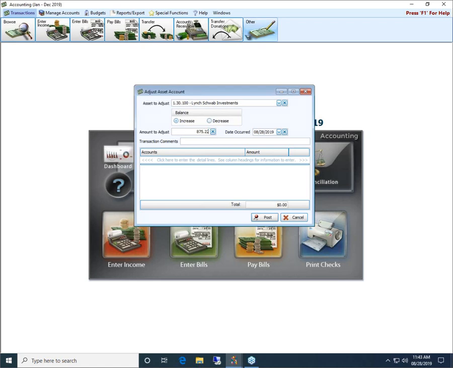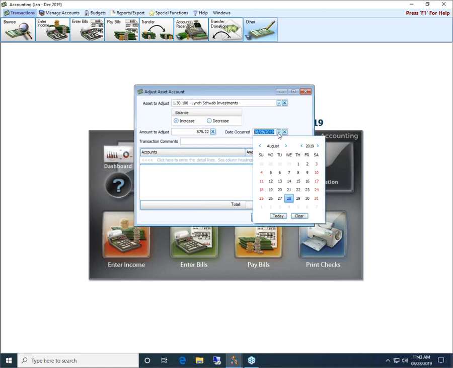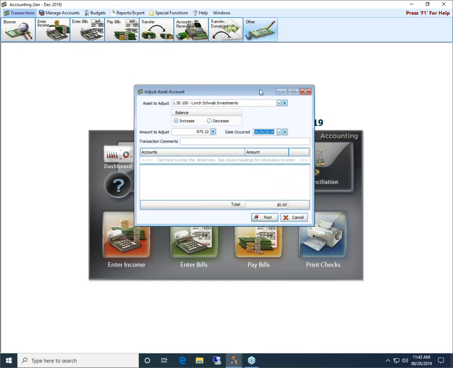I think the amount there shows $875.22. We would enter the date. Let's say we'll backdate that to June. We'll say it was a second quarter increase, second quarter investment gain.